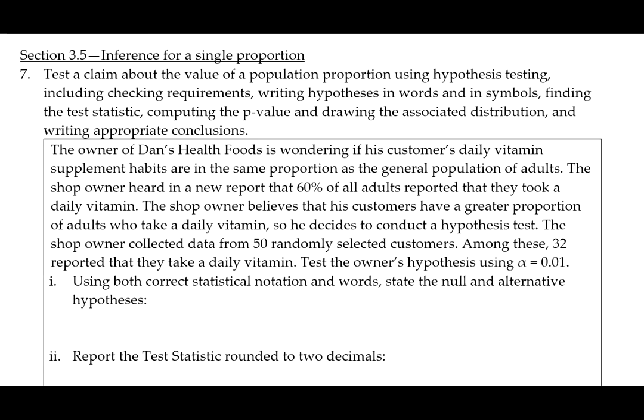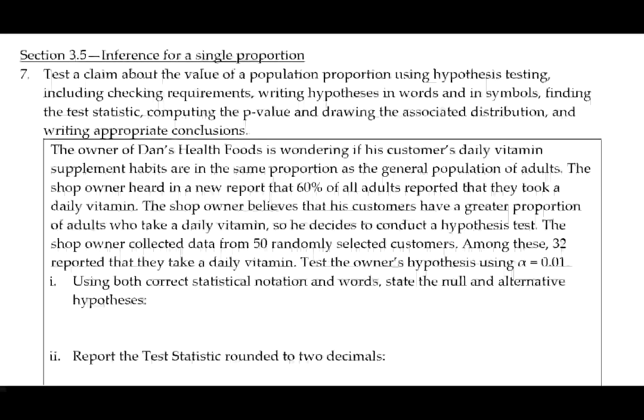Learning Objective 7 from Section 3.5 is to test a claim about the value of a population proportion using hypothesis testing, including checking requirements, writing hypotheses in words and in symbols, finding the test statistic, computing the p-value, and drawing the associated distribution, and writing appropriate conclusions.